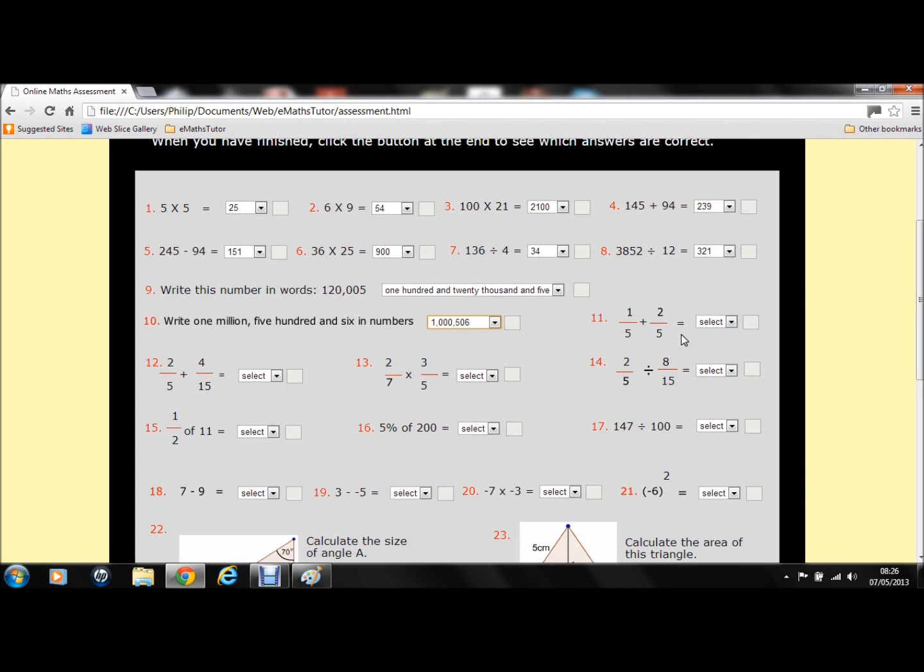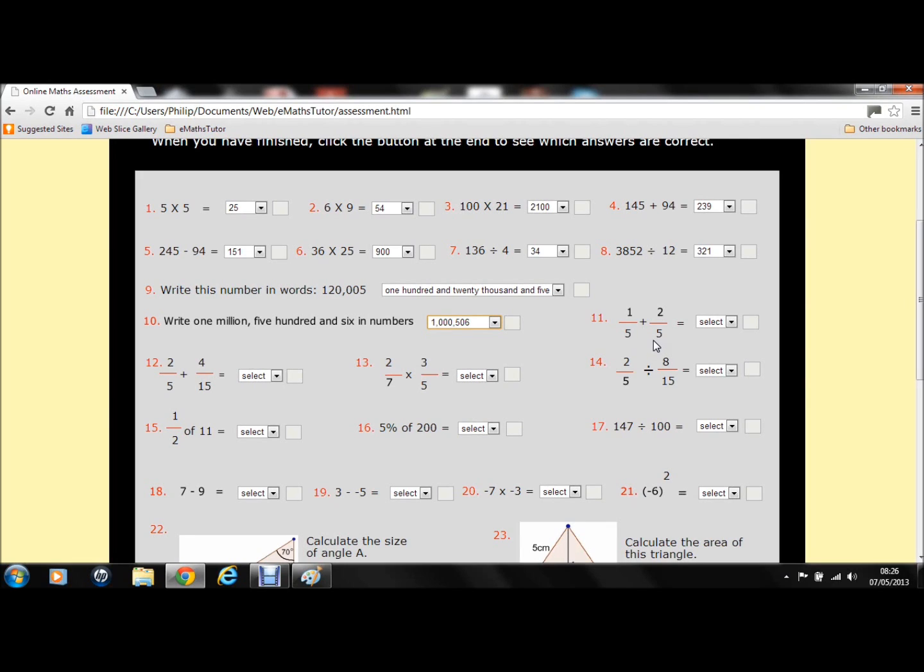Question 11, fractions. We have 1/5 and 2/5. If you've done that sum and you've made it 3/10, then you've made a very common mistake. We don't add the denominators of the bottom numbers together. Think of this as pieces of a cake.